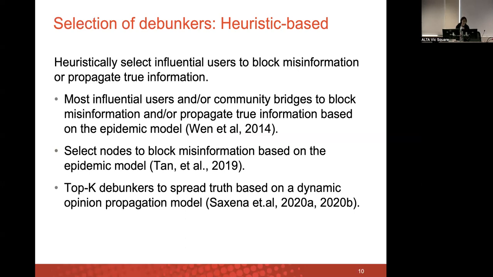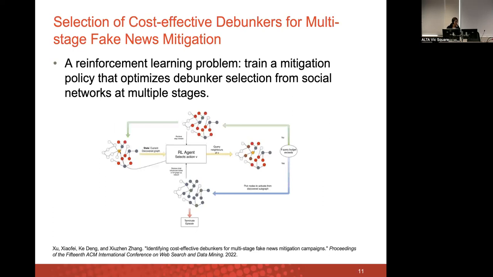The next piece of work is on selecting the top K debunkers. They designed a dynamic opinion propagation model based on the cascade and the threshold model, doing something a bit more complex to model the dynamic opinion propagation process. With that, they select the top debunkers to spread the true information to counter the false information. So these are the heuristic-based approaches.